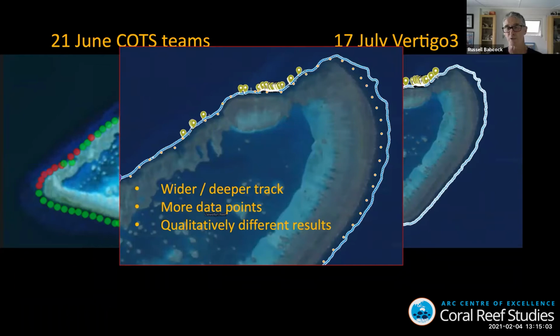There are more data points because you get a data point, 15 per second in fact, that can be interrogated. And that really gives you kind of qualitatively different results, as can be illustrated by one of these outputs from the images. We go to the next one.